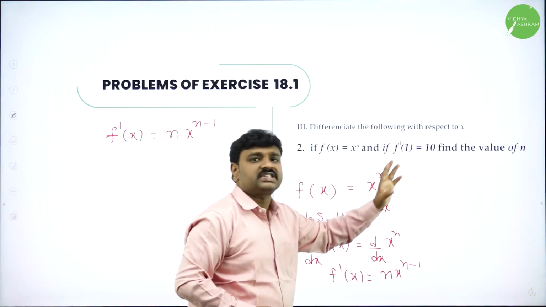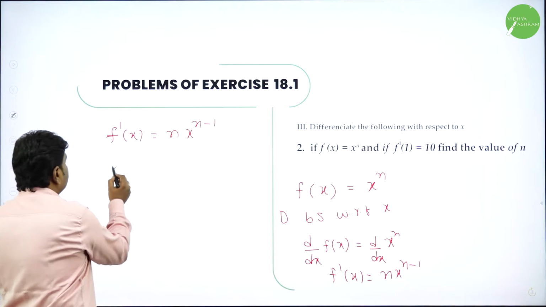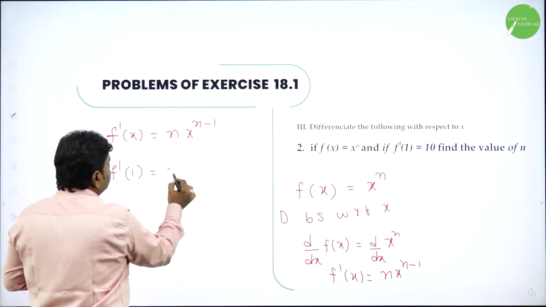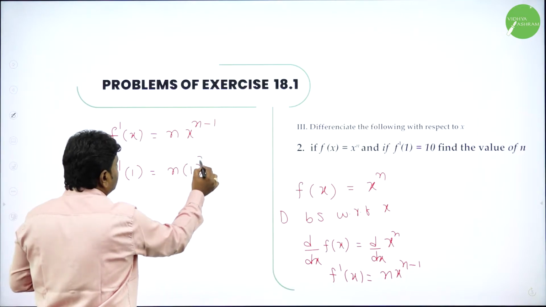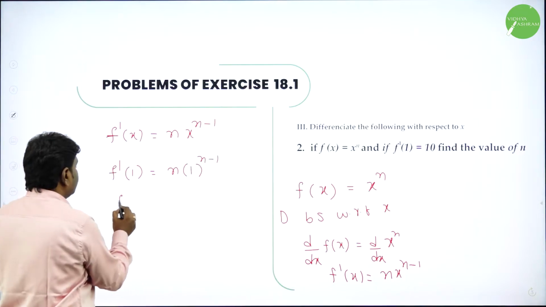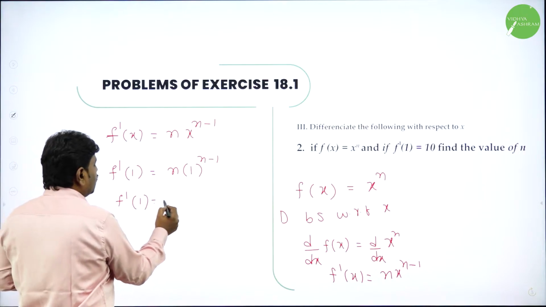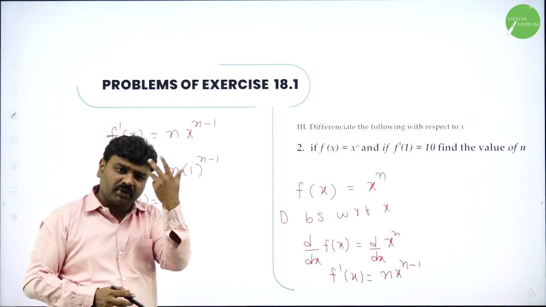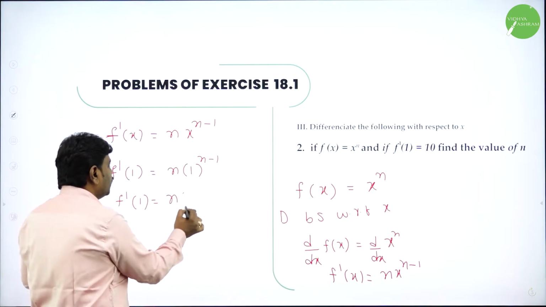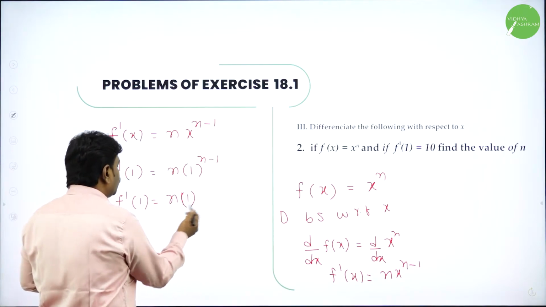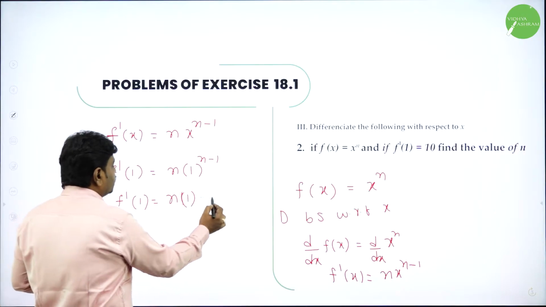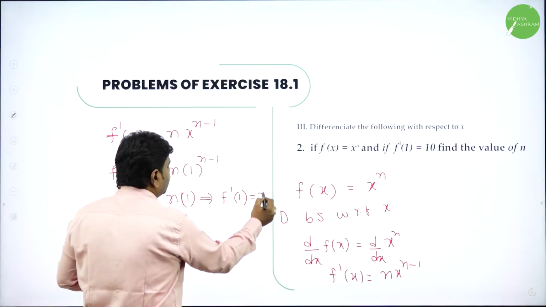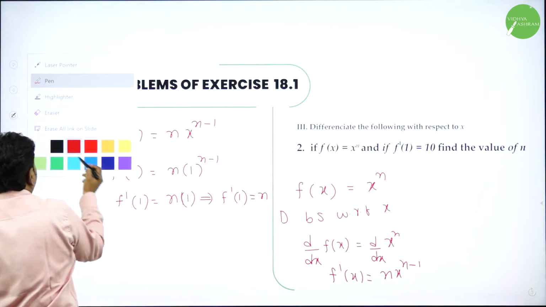They gave f dash 1 is 10. F dash 1 means in the place of x you put 1, so f dash 1 becomes n into 1 power n minus 1. All of you know 1 power anything in maths is 1. 1 power 5 is 1, 1 power 1000 is 1, 1 power anything is 1 only. So f dash 1 is n into 1, and n into 1 is n.